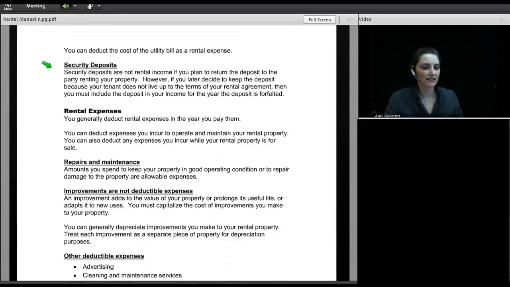Security deposits. Security deposits are not rental income if you plan to return the deposit to the party renting your property. However, if you later decide to keep the deposit because your tenant does not live up to the terms of your rental agreement, then you must include the deposit in your income in the year the deposit is forfeited. So that would be a very normal thing.